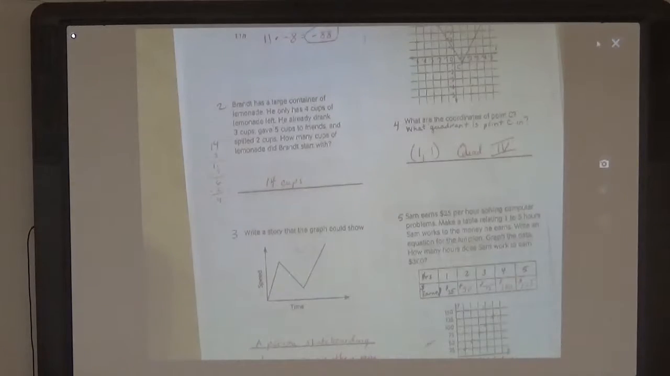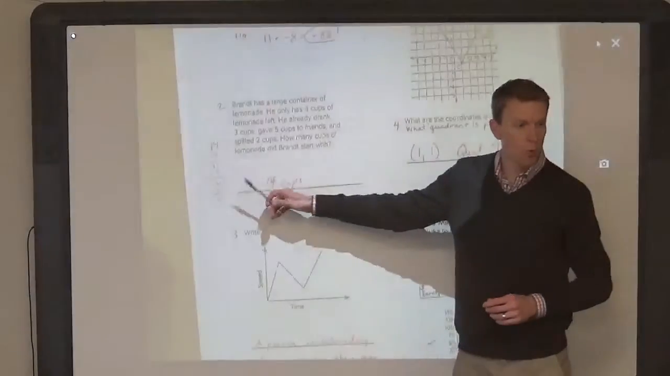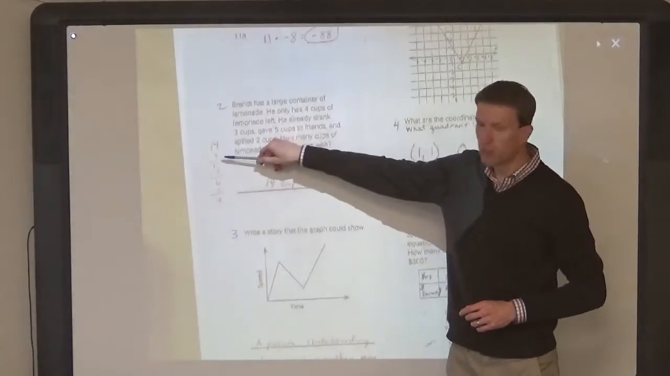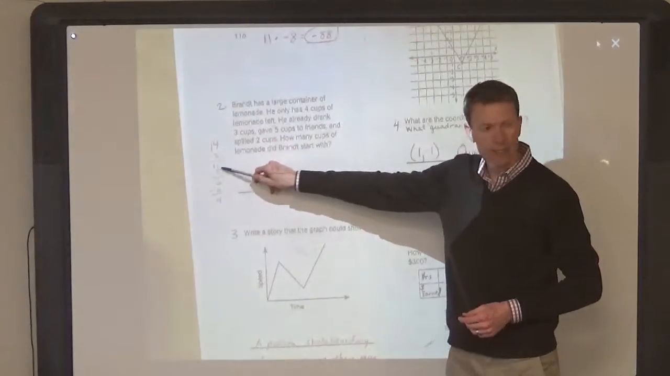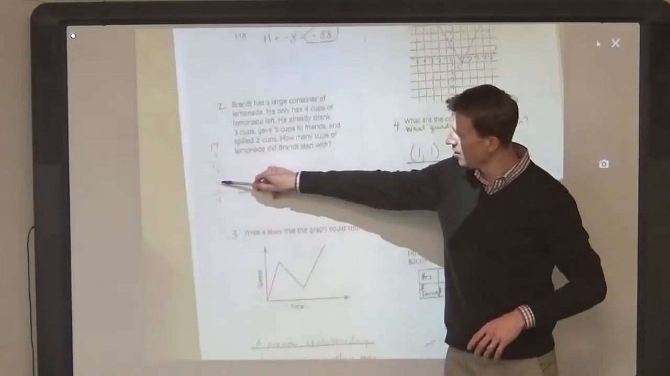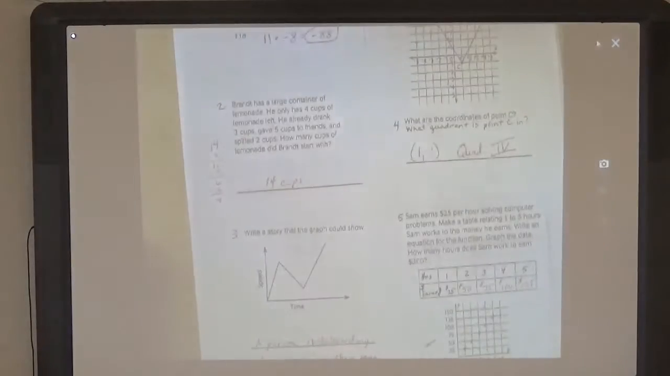Okay? Danny? Just adding them all up. Yes. And really, adding them up is a way of working backwards, because instead of subtracting 3, you're adding 3. Instead of subtracting 5, you're adding 5. Instead of subtracting 2, you're adding 2. So by adding them all up, okay?